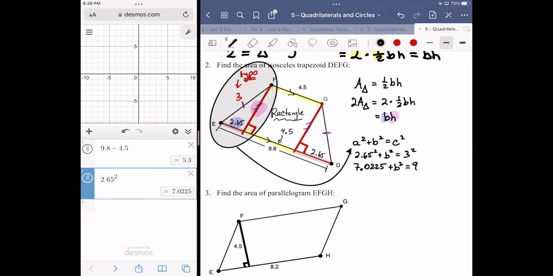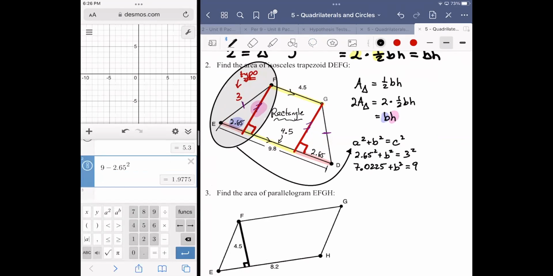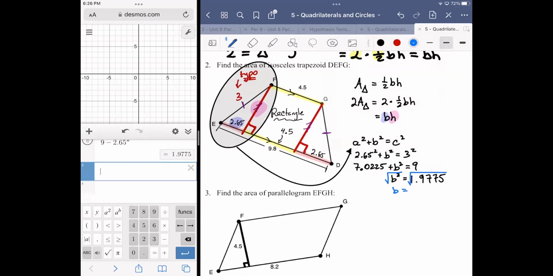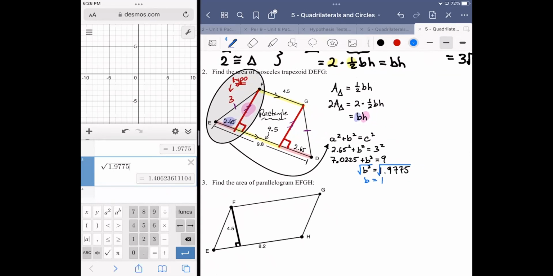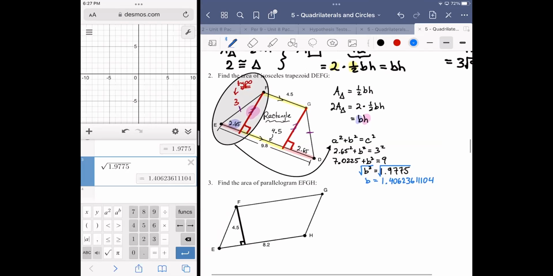Right, so I'm going to take that number away from 9. I'll just tuck in a 9 minus in front of it. So b squared is equal to 1.9775. And then I would need the square root of both sides to get the value of b. So I'll just retype 1.9775. And then we got this disgusting decimal here, but it's irrational, so it kind of makes sense that it would be disgusting. All right, but it's not our final answer, so I'm going to hang on to this whole decimal. 1.406236111104. All right, so now that's the measure of this height here.